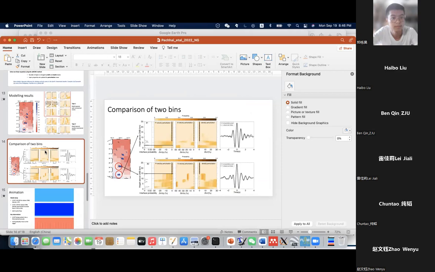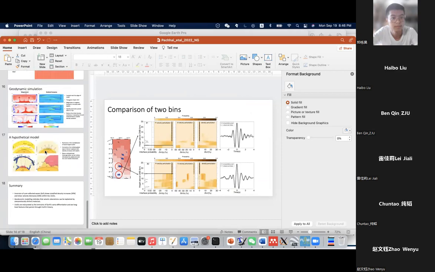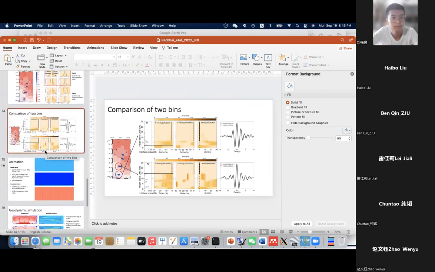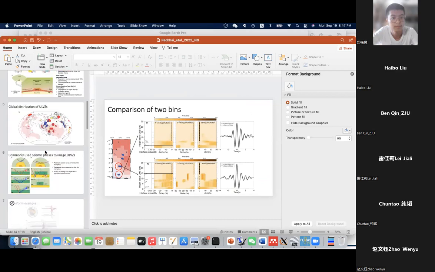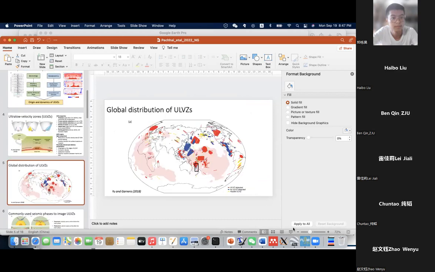A global one. The global one. The position of the ULVZs is a global distribution on the map. Okay. Slide number five.